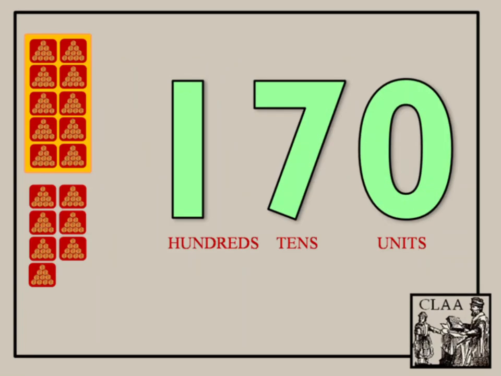How many pennies are in this screen? You can count the sets of 10 and say there are 17 sets of 10. Or you could count how many sets of 100 and say there is 100 and 7 tens left over. This is 170. 170 is written with a 1 in the hundreds place, a 7 in the tens place, and 0 in the units place. 170.